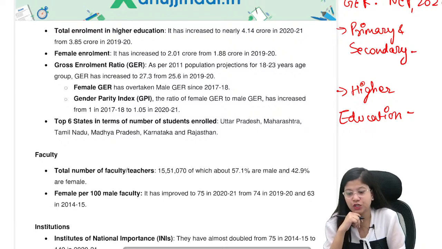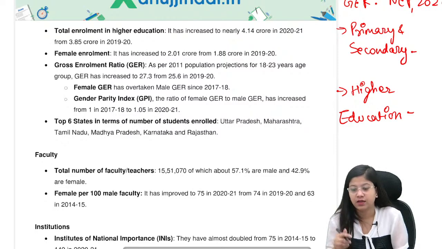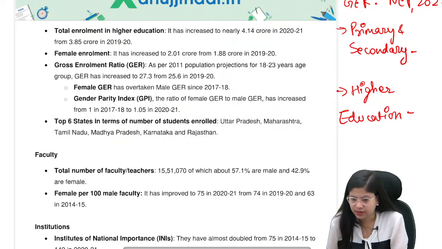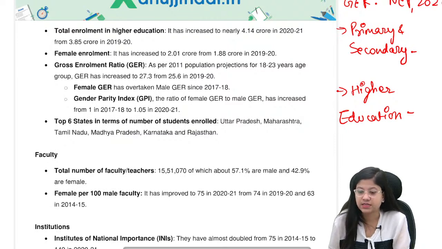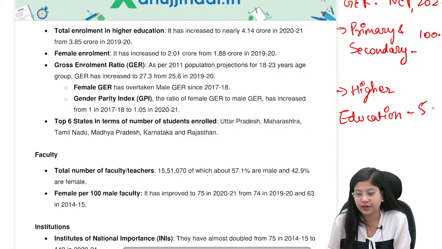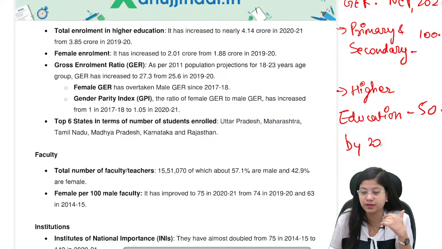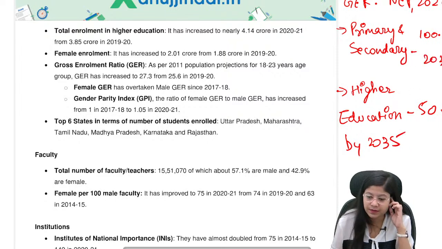Very good, Nilesh Suryavanshi has given the answer correctly. Absolutely correct. It's 2035. Okay, 1 second. Yes. So primary education, the target is 100%, and for higher education, it is 50% by 2035, and this is by 2030. Okay.